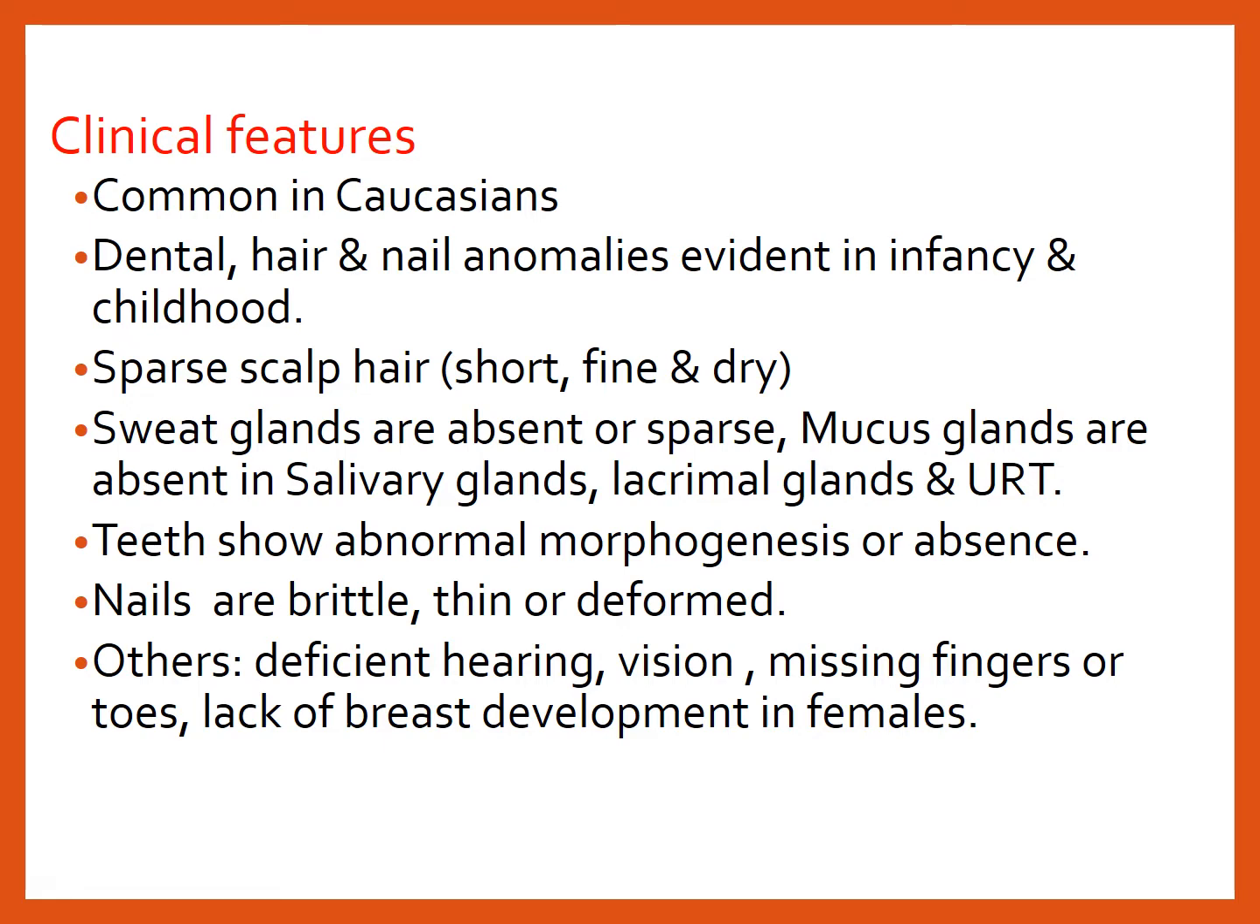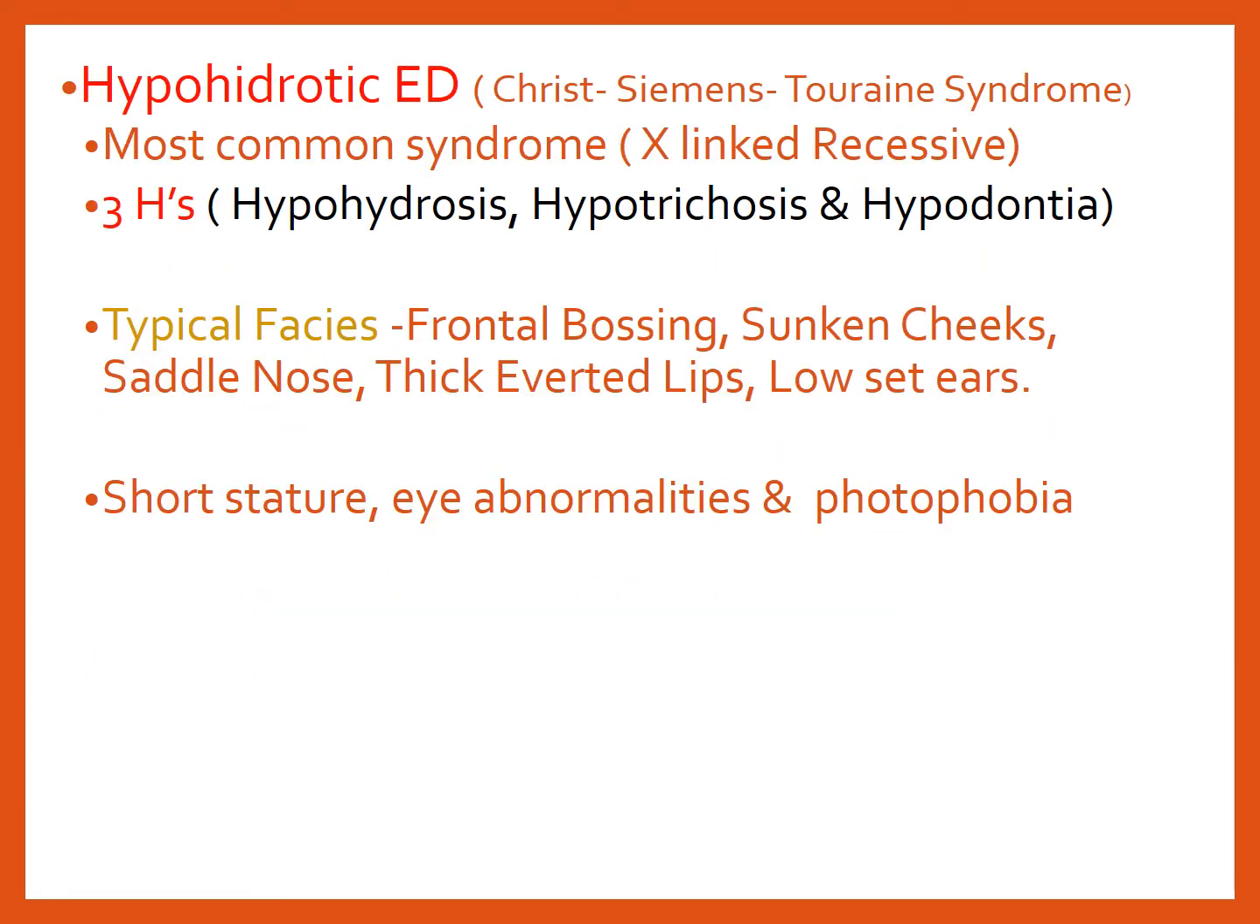The teeth show abnormal morphogenesis, or sometimes they are absent, leading to oligodontia or hypodontia. Nails are brittle and thin or deformed. The other features that could also coexist would be deficient hearing, vision, missing fingers or toes, and lack of breast development in females. The hypohidrotic ectodermal dysplasia is also known as the Christ-Siemens-Touraine syndrome.